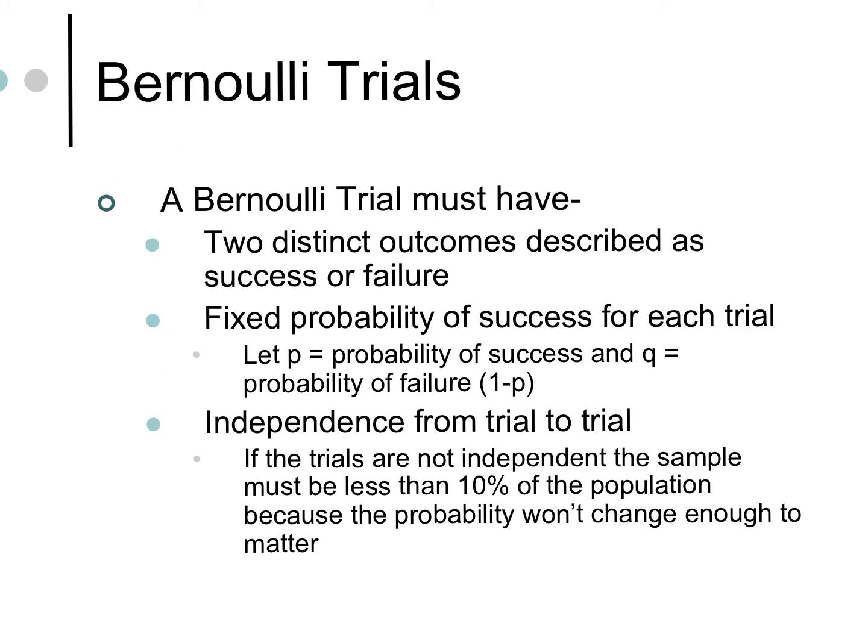So in order to use our probability models, the situation must be what's called a Bernoulli trial. Bernoulli was a mathematician. 3 things must be true in order for a probability situation to be a Bernoulli trial. The first is there's 2 distinct outcomes defined as success or failure.